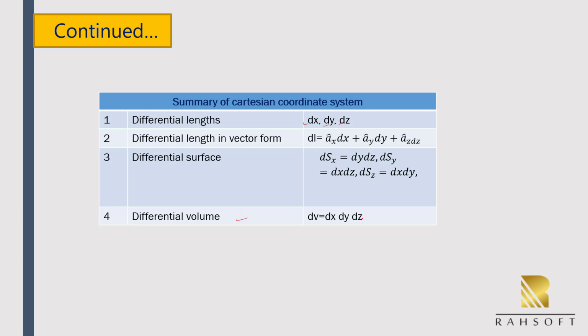In the next talk I will show you all these things in case of the cylindrical coordinate system. I will show you the differential length, differential area and differential volume.